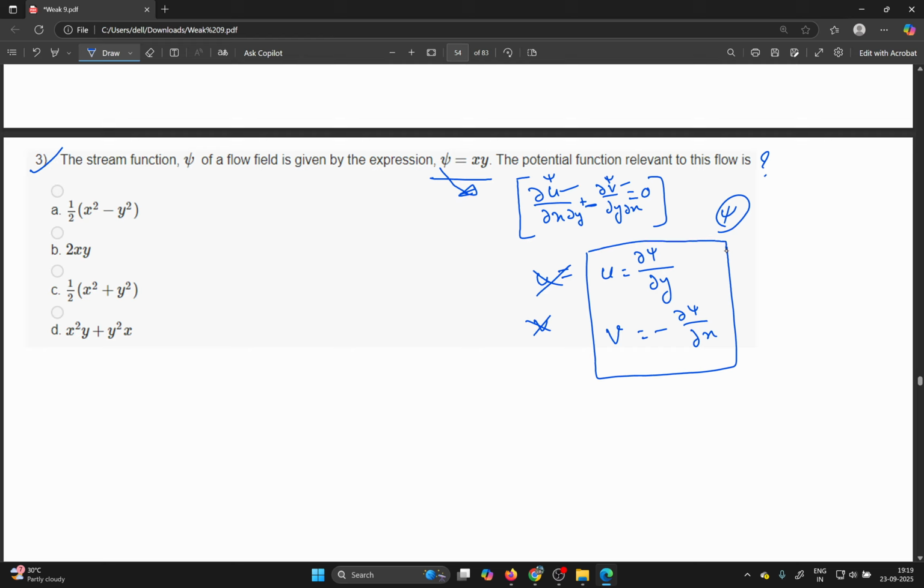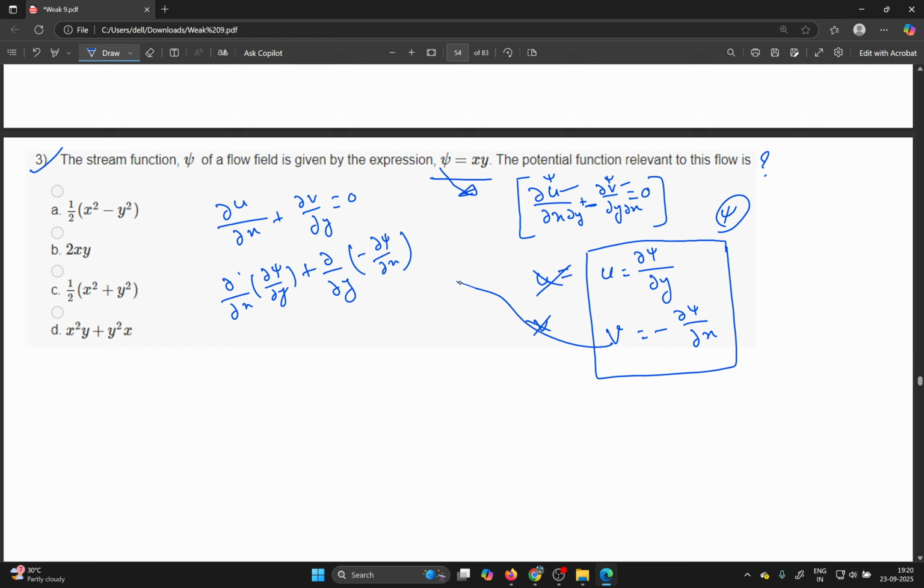So this is the basic definition of your stream function in terms of velocity u and v. If you put, let us suppose initially I have written, del u by del x plus del v by del y is equal to 0. So if you put u is equal to del psi by del y, plus del by del y and minus del psi by del x.